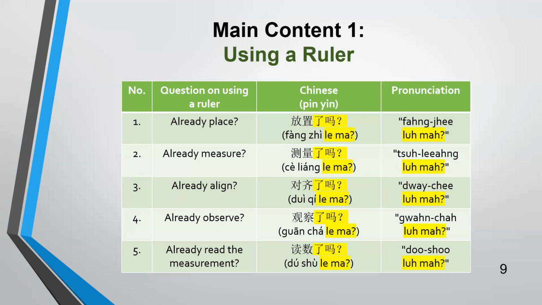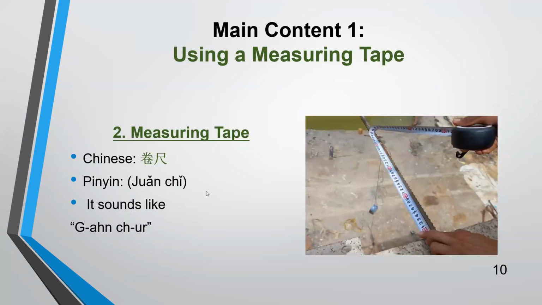Next, we'll proceed to the measuring tape. It's called 卷尺. Yes, we know that 尺 is ruler. So 卷 is to roll. 卷尺 is like a rolling tape. It will sound like G plus N, 卷, and then 卷尺. Correct. This is the measuring tape.